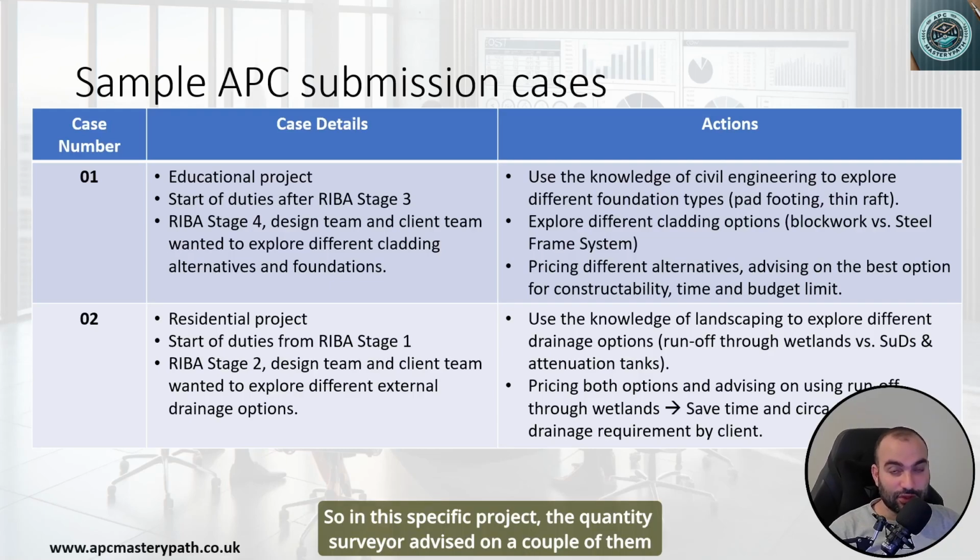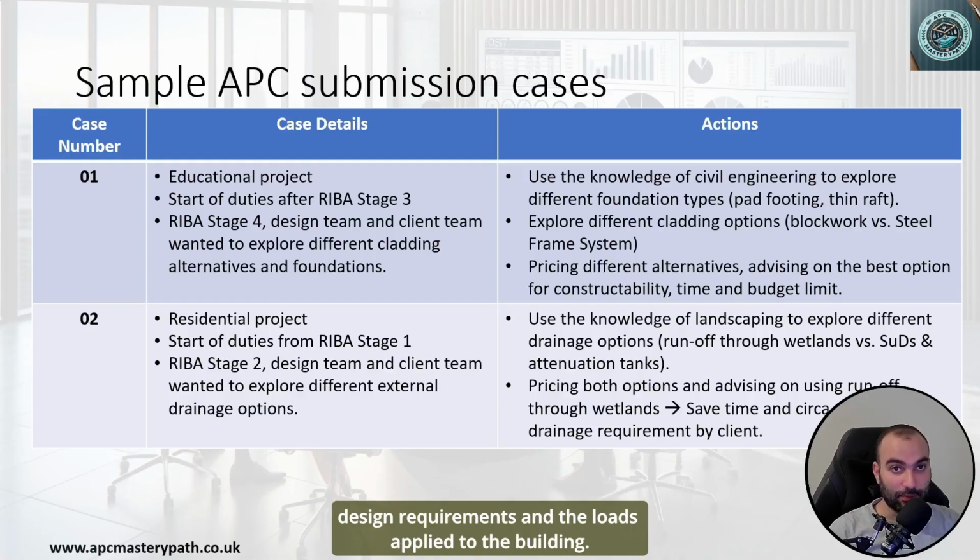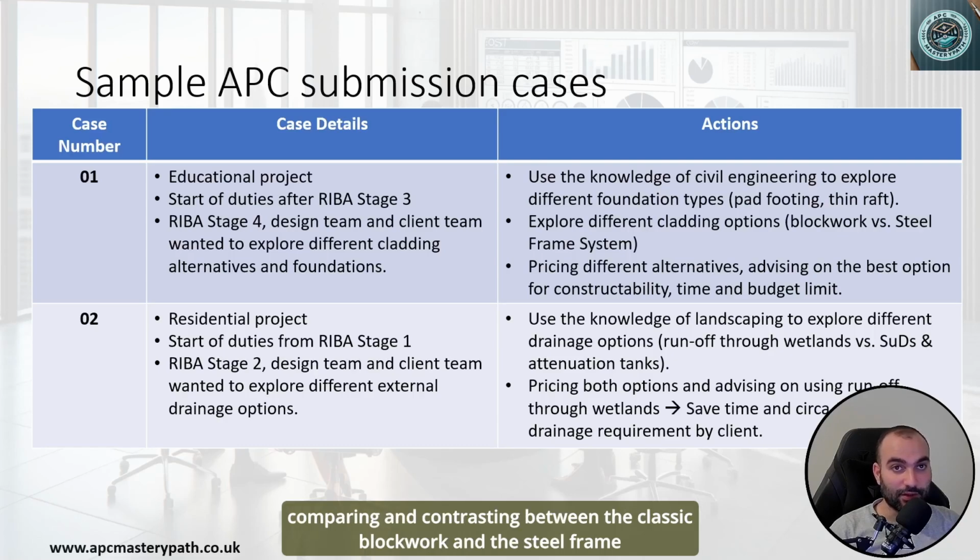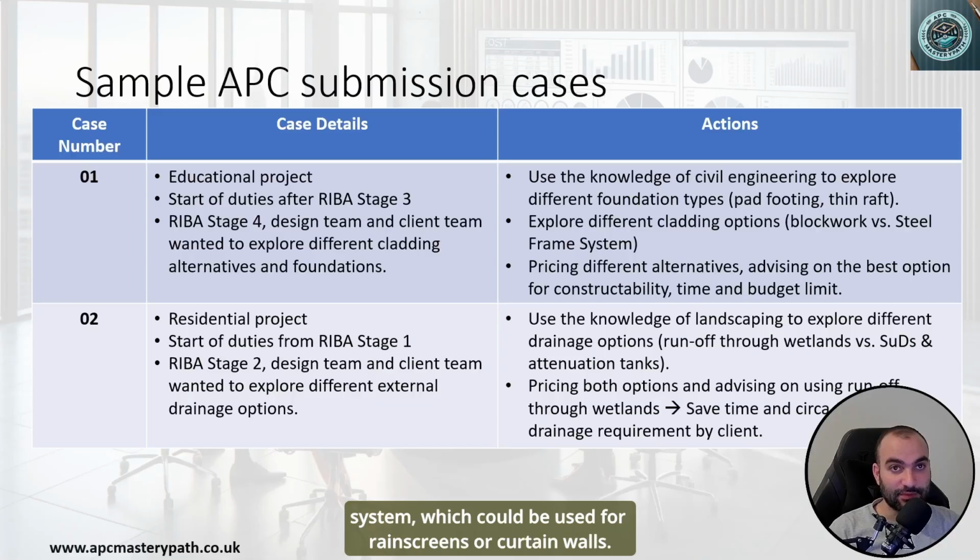So in this specific project, the quantity surveyor advised on a couple of options for the foundations based on understanding the design requirements and the loads applied to the building. These 2 options were isolated footings and thin raft. So the quantity surveyor would normally take into account the constructability of the proposed options in addition to the prices of these 2 options. And for the external cladding on this specific project, it was a game of comparing and contrasting between the classic blockwork and the steel frame system, which could be used for rain screens or curtain walls.